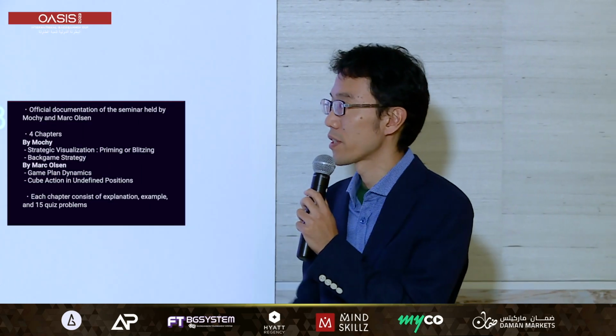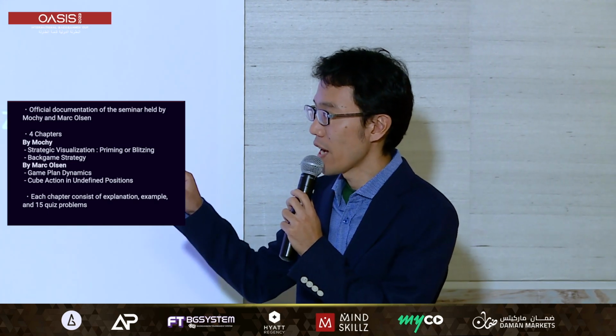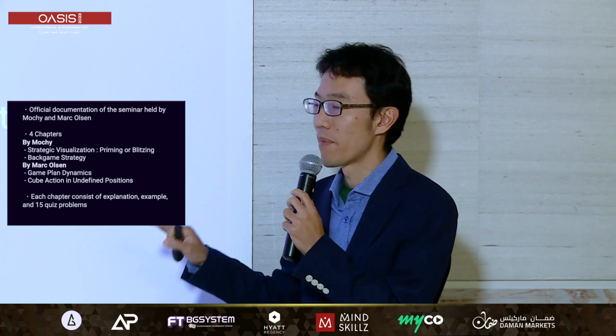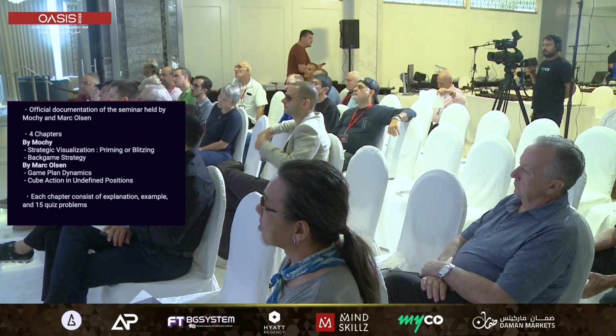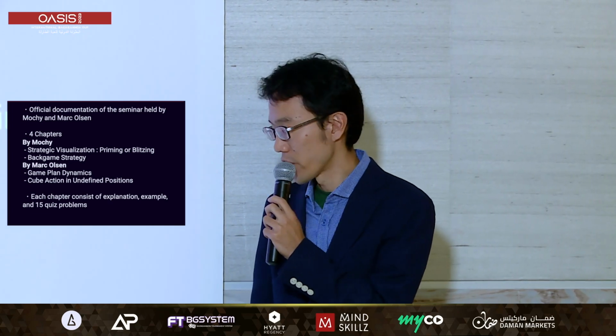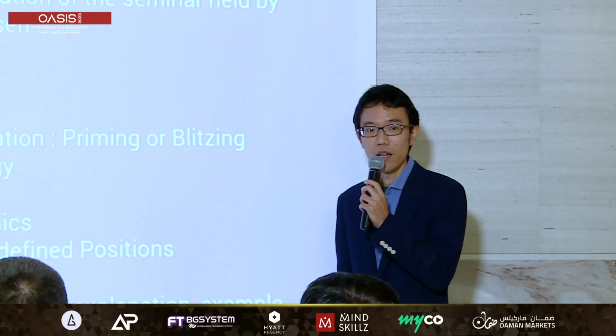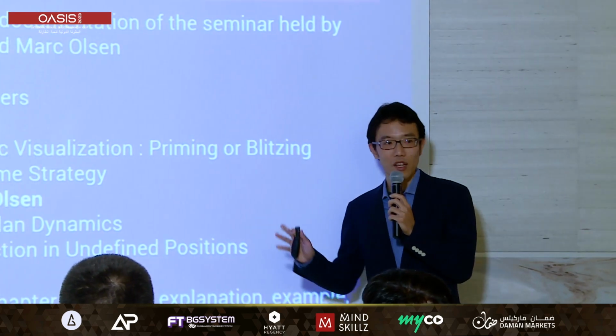In the book, we have 4 chapters: strategic visualization by me, backgammon by me, game plan by Marc Olsen, and cube action by Marc Olsen as well. Each chapter consists of an explanation, an example, and 15 quiz problems. So you read the book, you understand the theory, you practice, you see how you do. Okay, this is good. So my chapter, strategic visualization, we're gonna talk about it now.